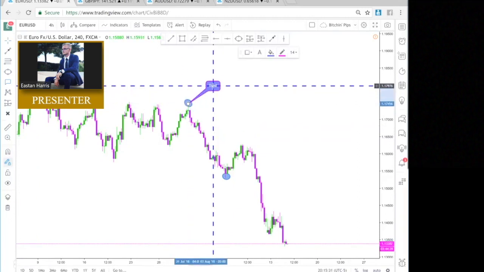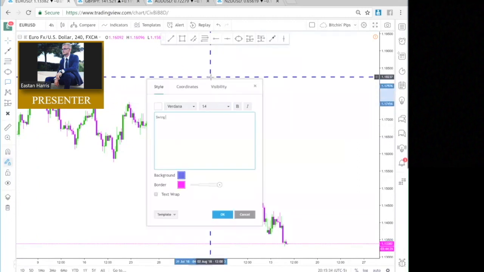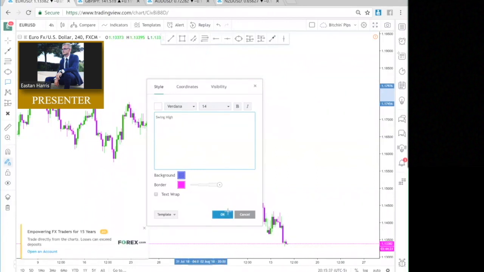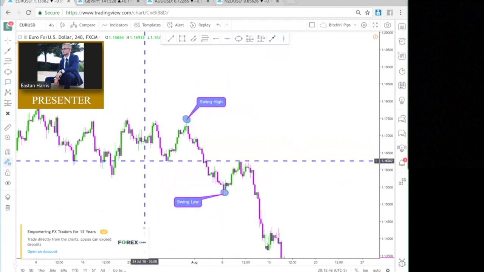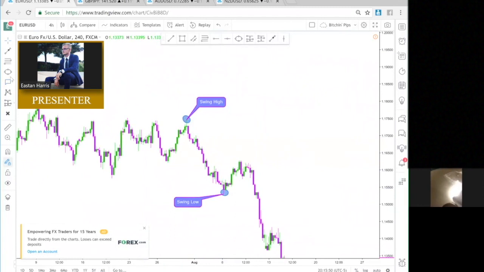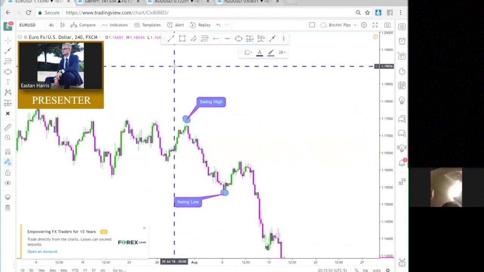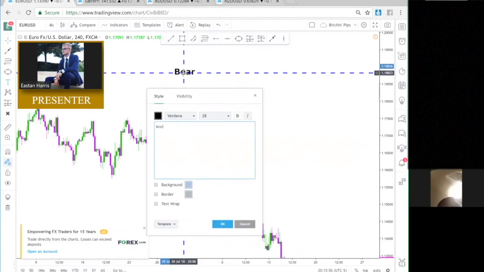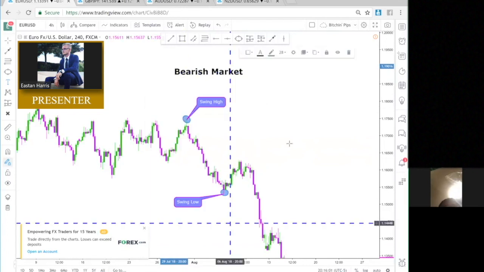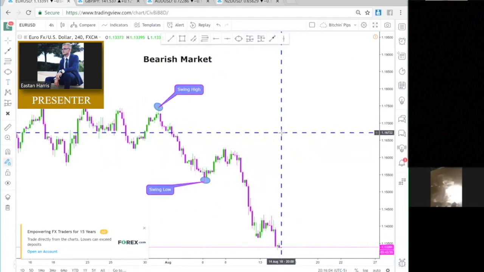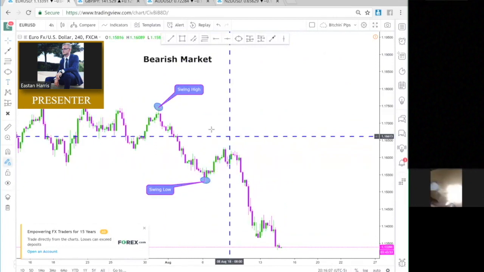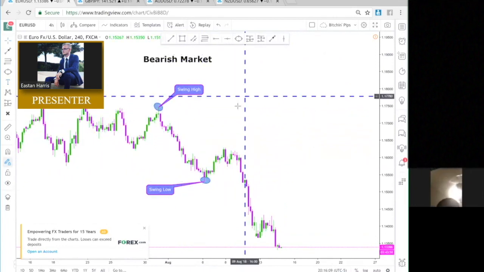Got the swing high here. And then we're looking at the swing low. And this is in a downtrend. This is in a bearish market, okay? Make this very clear for everybody, because this is getting recorded. So in a bearish market, we're looking at the swing high, swing low, the reaction points. This is one solid move down.